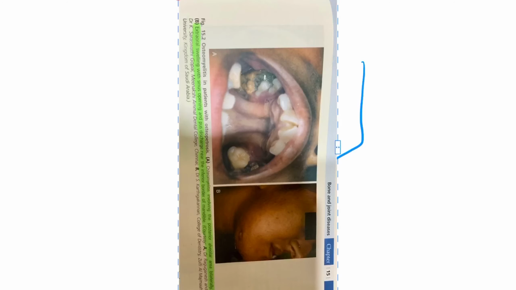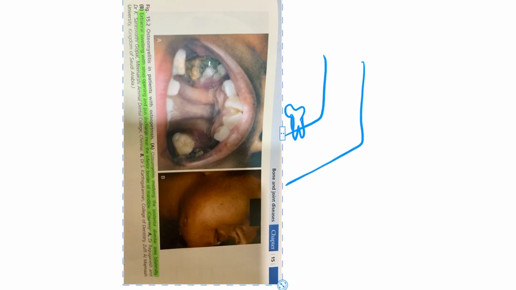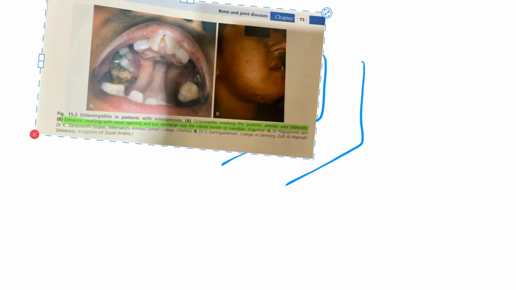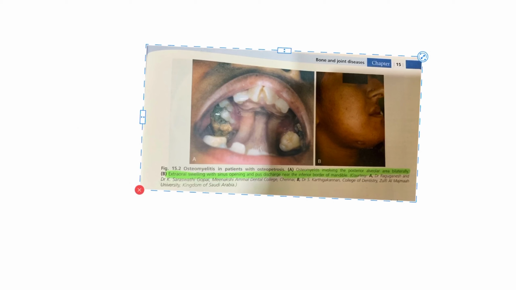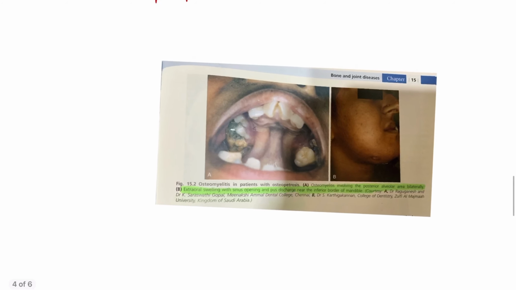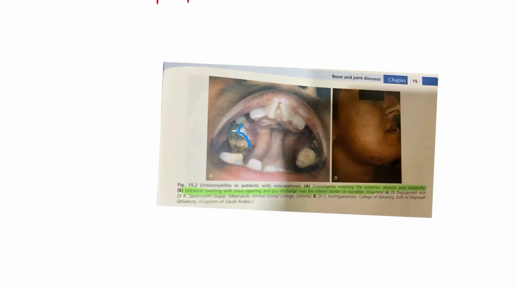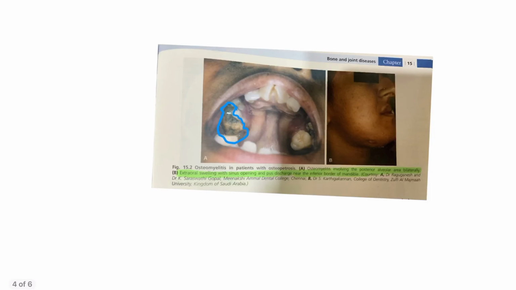I'll show you a picture of that also, how it will look. Hold on, I'll rotate it. It will look like this. If you can appreciate this osteomyelitis in the posterior alveolar region. So you need to take care of this thing. If the person is having osteoporosis and he or she comes to your clinic, then you must not directly go and extract his or her tooth or any molar.